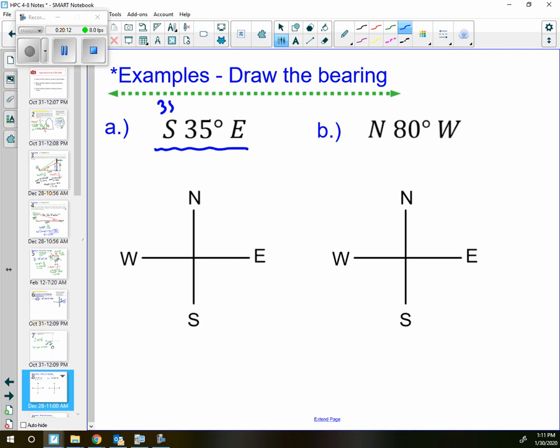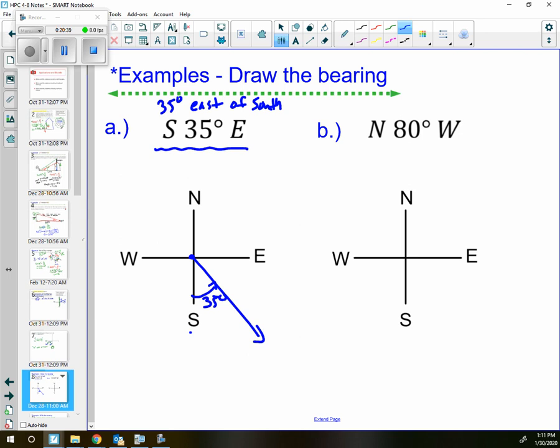Okay, so 35 degrees east of south. I'm going to be heading in the south direction, so it's going to be below the x-axis, and I'm going towards the east by 35 degrees. So my directional heading coming from the origin would be 35 degrees east of south. It'd be down in quadrant 4. Okay, let's try the next one.